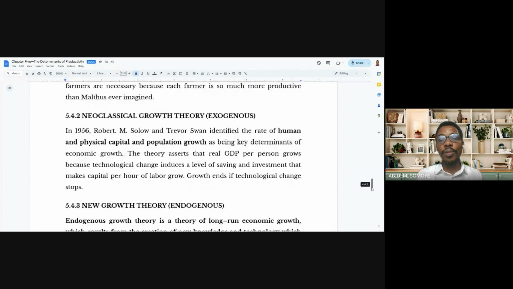What about new classical growth theory or exogenous growth theory? So in 1956, Robert Solow and Trevor Swan identified the rate of human and physical capital and population growth as being key determinants of economic growth. This theory asserts that real GDP per person grows because technological change induces a level of saving and investment that makes capital per hour of labor grow. Growth ends if technological change stops.